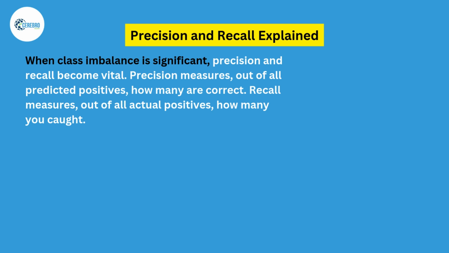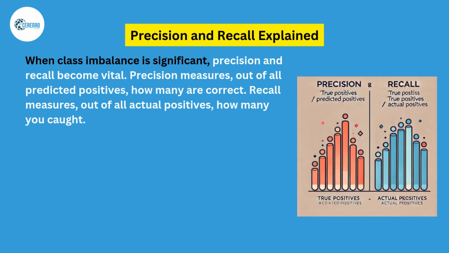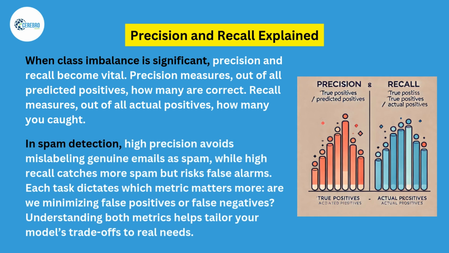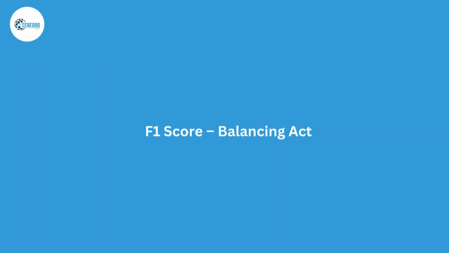When class imbalance is significant, precision and recall become vital. Precision measures, out of all predicted positives, how many are correct. Recall measures, out of all actual positives, how many you caught. In spam detection, high precision avoids mislabeling genuine emails as spam, while high recall catches more spam but risks false alarms. Each task dictates which metric matters more. Are we minimizing false positives or false negatives? Understanding both metrics helps tailor your model's trade-offs to real needs.